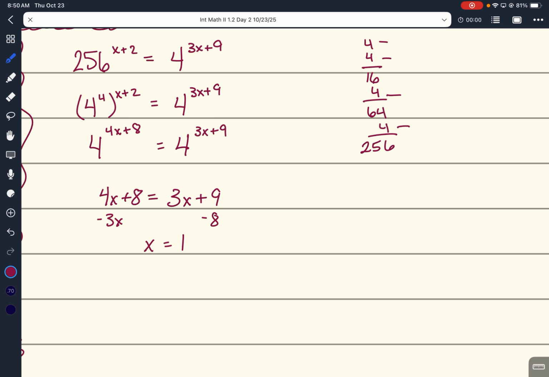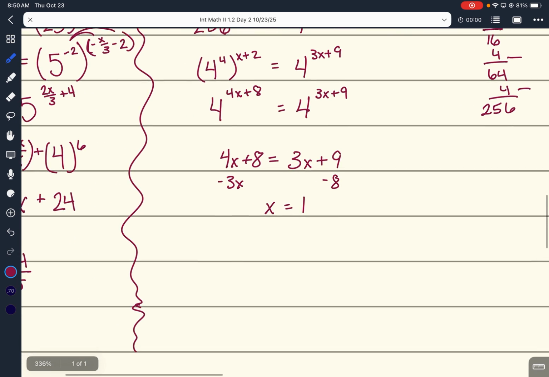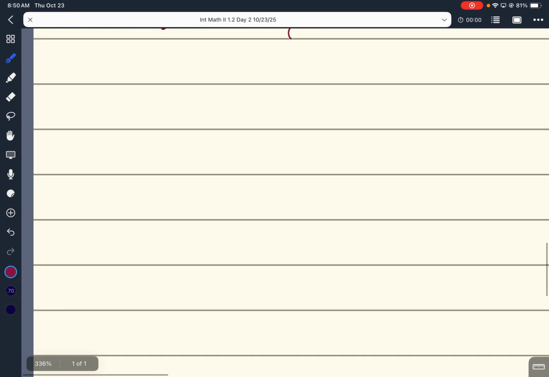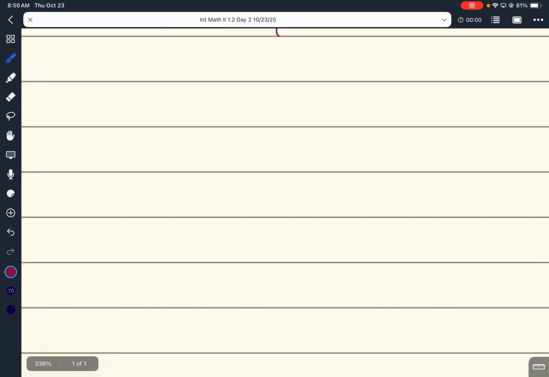I think we need to do another one, don't you? Another fraction one, maybe? Would that be good? Okay, so 1/8 to the x over 2 minus 1 equals 1/4 to the x over 3.